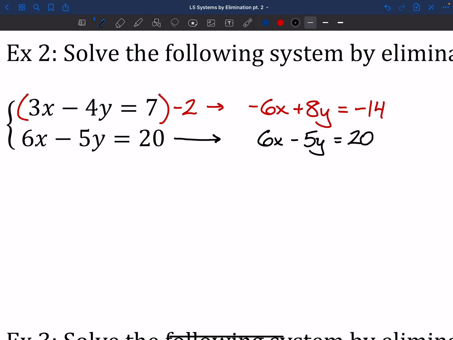So I don't know if you can spot it yet, but the reason why I might want to multiply by negative 2 there is because now, if I'm looking at those coefficients for x, we've got a negative 6 and a positive 6. When we've got them as opposites, now I don't need to worry about subtracting them. I'm just going to be adding these equations together. And the adding, I don't know if you'd agree, is a little bit easier than doing the subtracting.